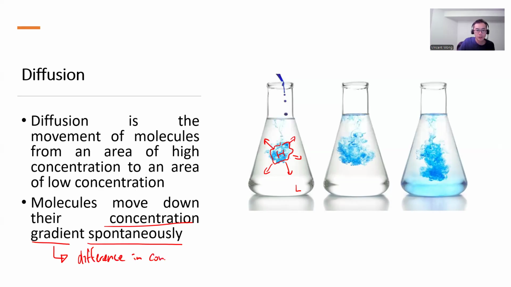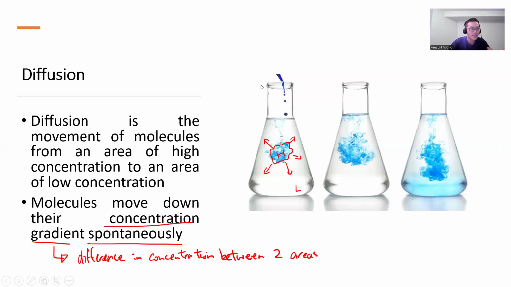in concentration between two areas. And naturally, things will go from high to low concentration. If I spray some Febreze, like the air freshener Febreze, at the front of the classroom, eventually people at the back will be able to smell it. Okay? Diffusion just happens on its own.